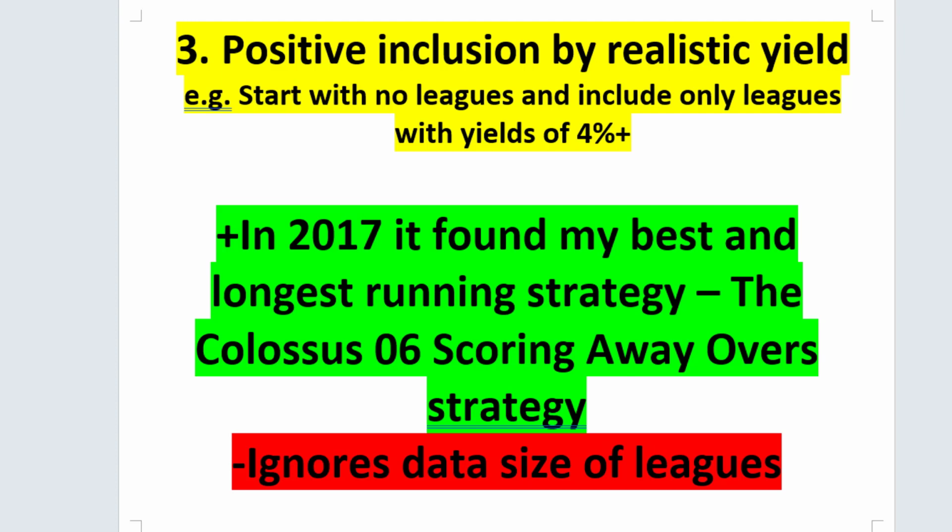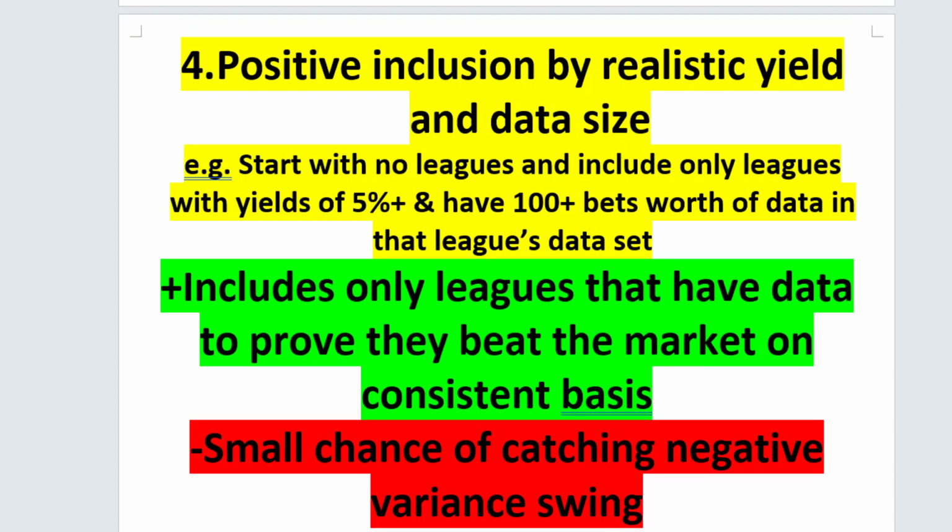So I've kept looking for ways to improve on this league filtering method. I want to know what is the best way to do that. So an improvement I have on that is positive inclusion by realistic yield and data size. And what I mean with that is to start with no leagues on a list and then only include leagues that have yields of 5% or more, and leagues that have 100 bets worth of data in that league's data set.